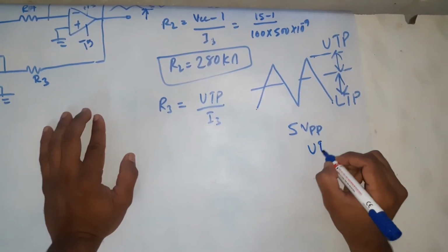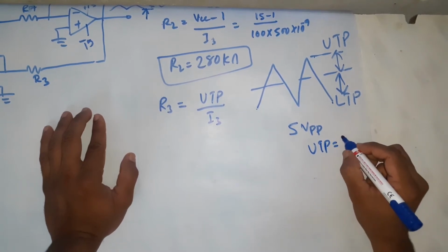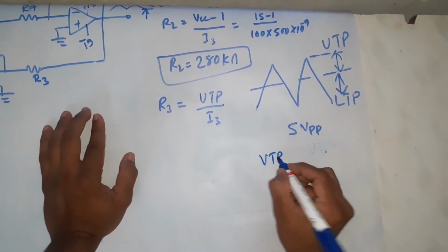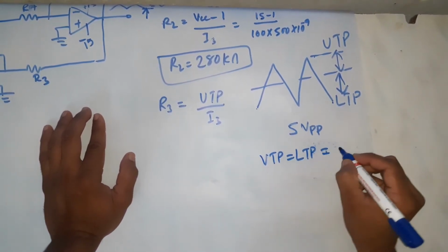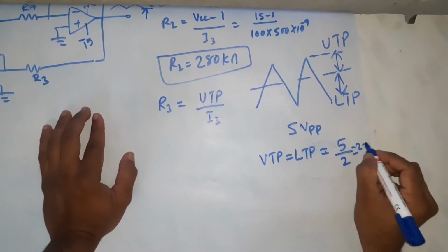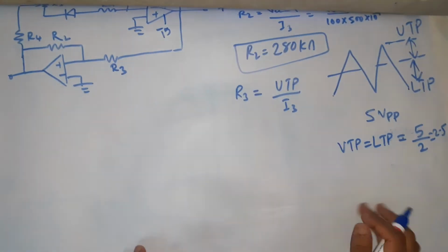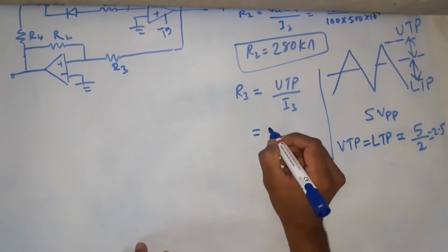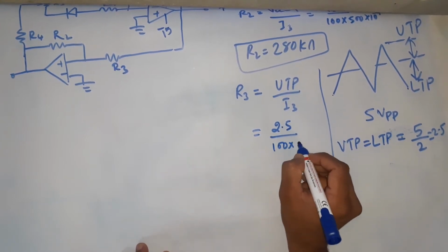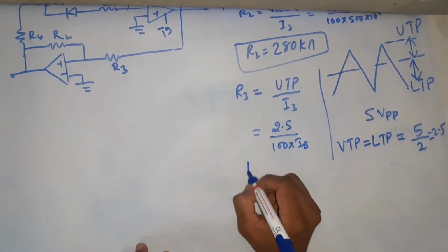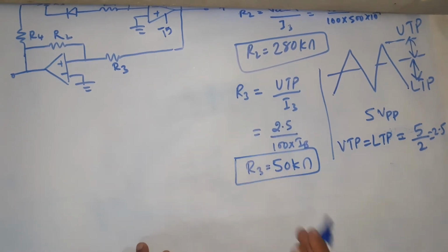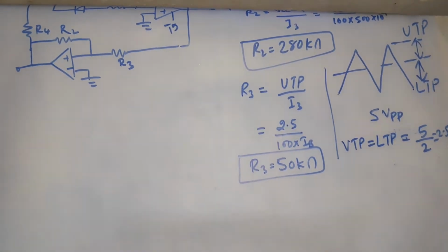So UTP and LTP both are same and they are half of given peak. UTP equal to LTP is equal to half of the given peak to peak voltage. That is 2.5 volt. Therefore, R3 is equal to UTP, 2.5 volt, divided by I3, which is the same 100 times of IB max. So this will give you R3 equal to 50 kilo ohms.